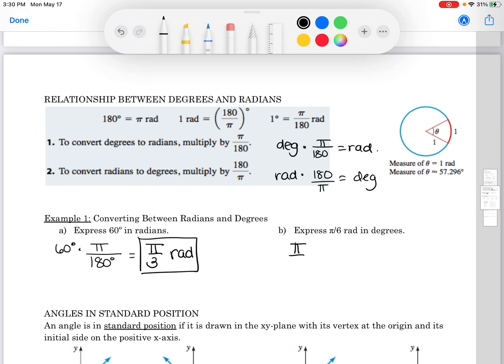All right, and then pi over 6, well, that's radian. We want to turn it into degrees. So we're going to do 180 degrees over pi. And then what will happen here is those pi's will actually cancel. So really we have 180 over 6, which is going to give us 30 degrees, which should look familiar from our unit circle.